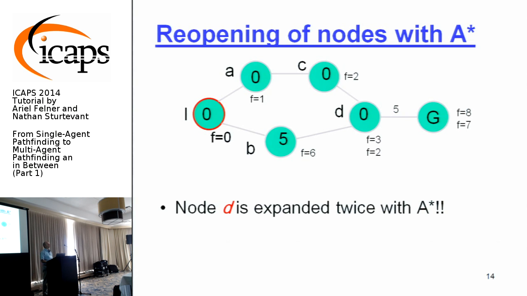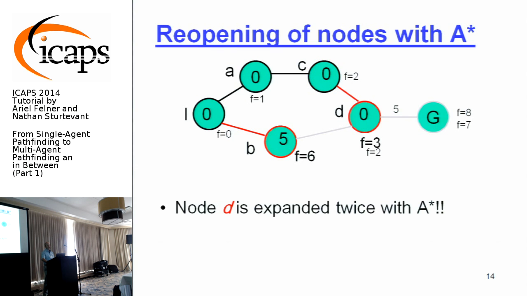The bolded nodes are those that are being expanded. So this node, the start state, is expanded and generates 2 nodes, A and B, with F values of 1 and 6. A is expanded, generates C. Now C is expanded, generates D with F equals 3.